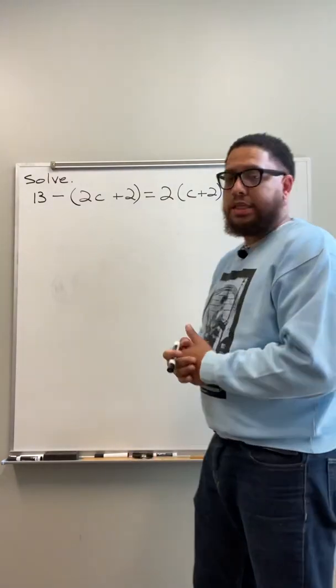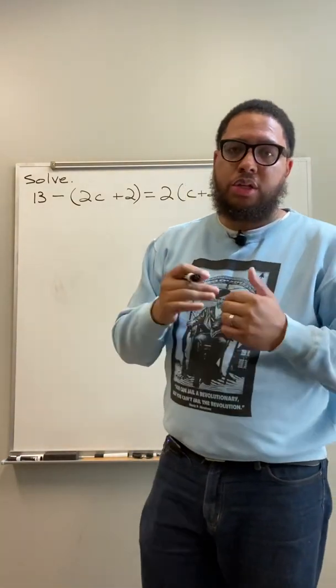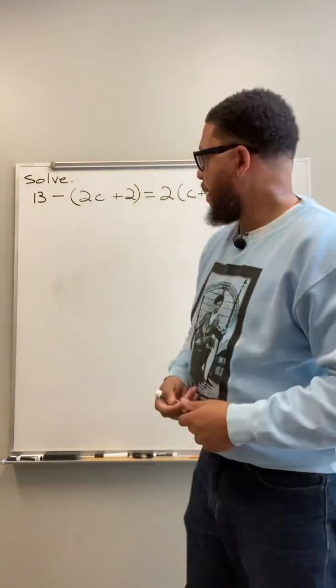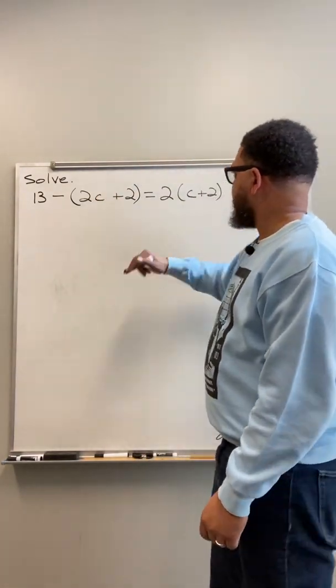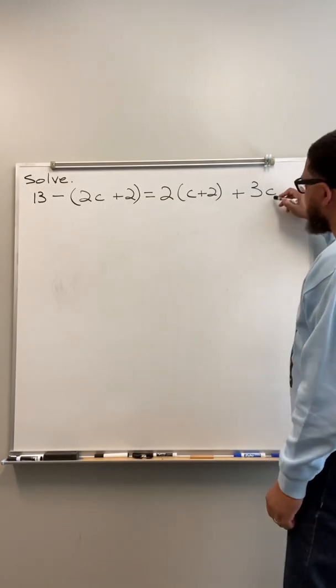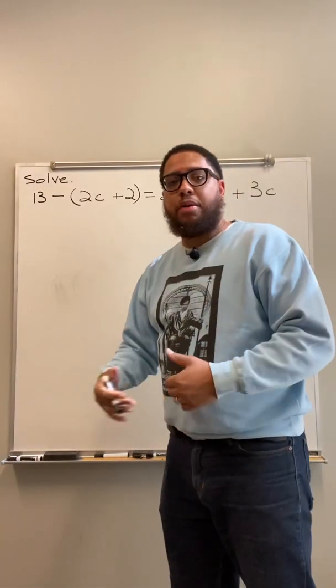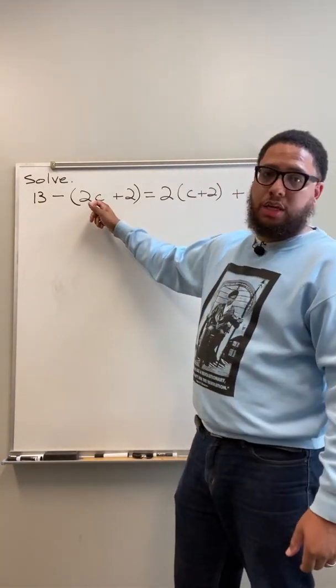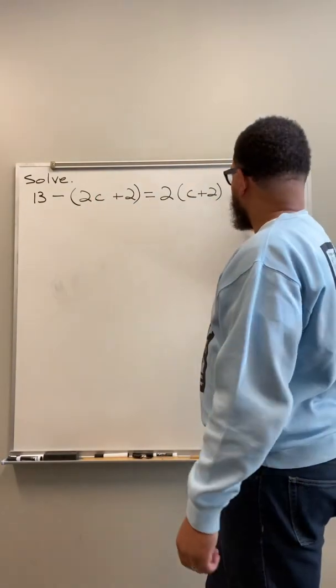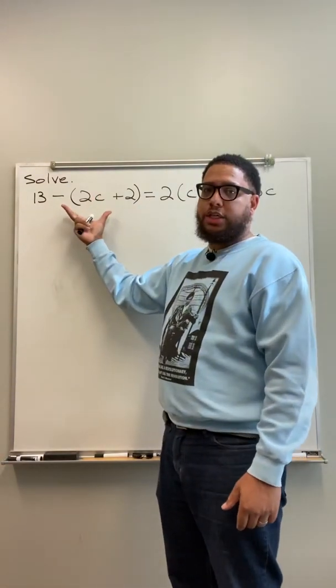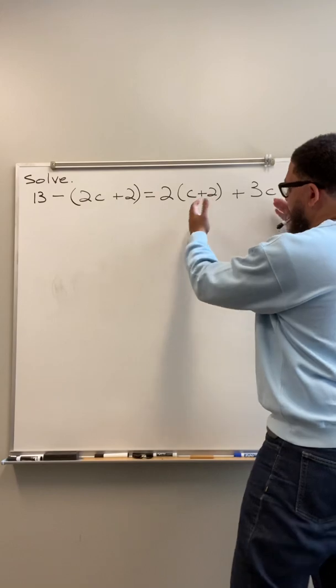So first, understand what you're trying to solve for. Look for the letter in the problem. This letter c right here, this letter c right here, and this letter c right here. We're trying to figure out what number would go in the place of c to make this a true statement, meaning the left side of the equation would equal the right side of the equation.